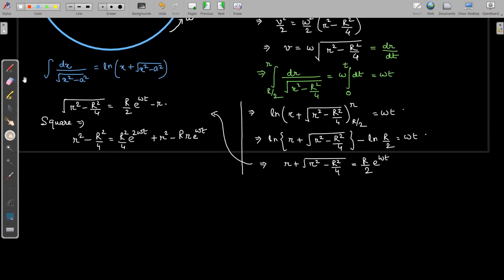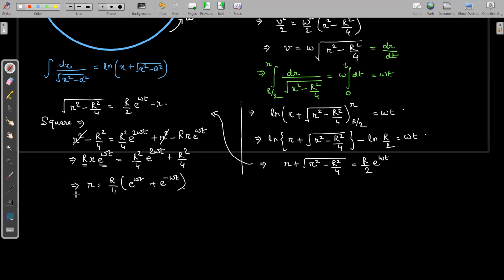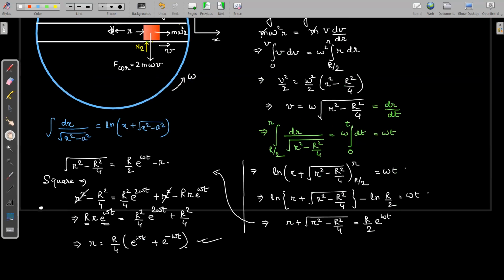Okay. So r square term gets cancelled out. So capital R into small r e power of omega t will be equal to capital R square by 4 e power of 2 omega t plus R square by 4. Now we need the value of small r. So simply you can divide this complete expression by this capital R into e power omega t. So you will be left with R by 4 into e power of omega t plus e power of minus omega t. So this will be the radial distance of the block from the axis of rotation.